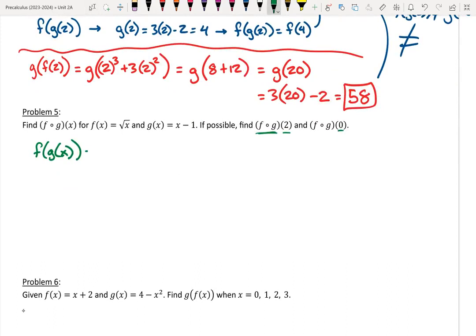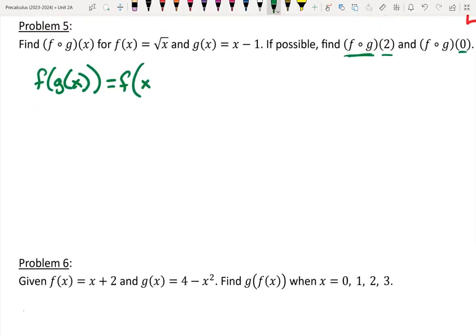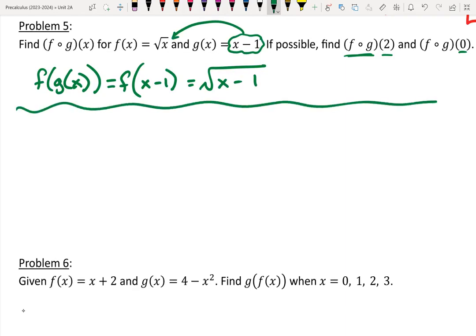So f of g, what is g of x, ladies and gentlemen? What do they give us for g of x in problem 5? All right, so what is our composition? Where does x minus 1 go? Into the square root, right? So that's going to be square root of x minus 1. So that's the function composition. So now that I know that, I can go ahead and find f of g of 2 fairly easily by just plugging 2 into that function.